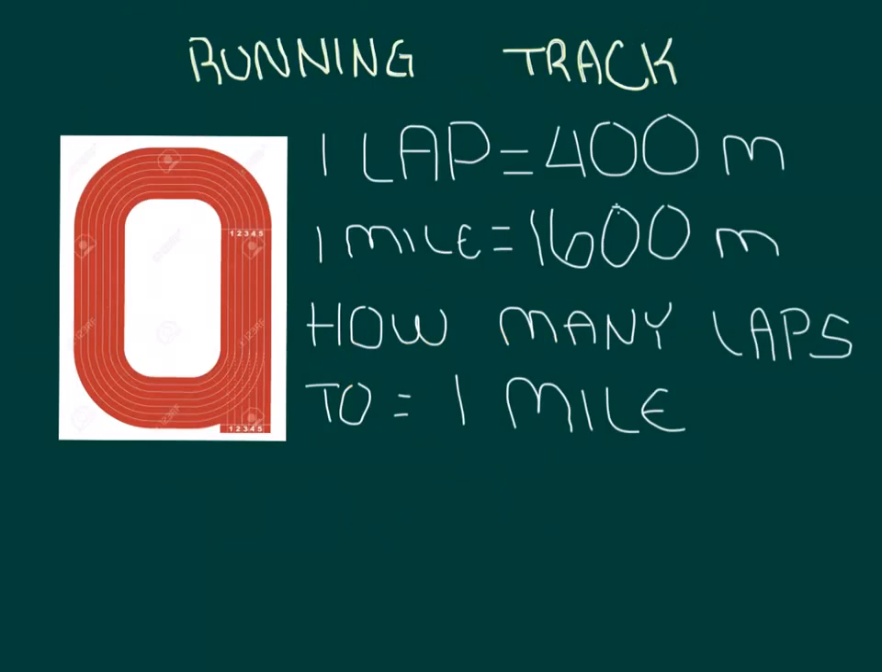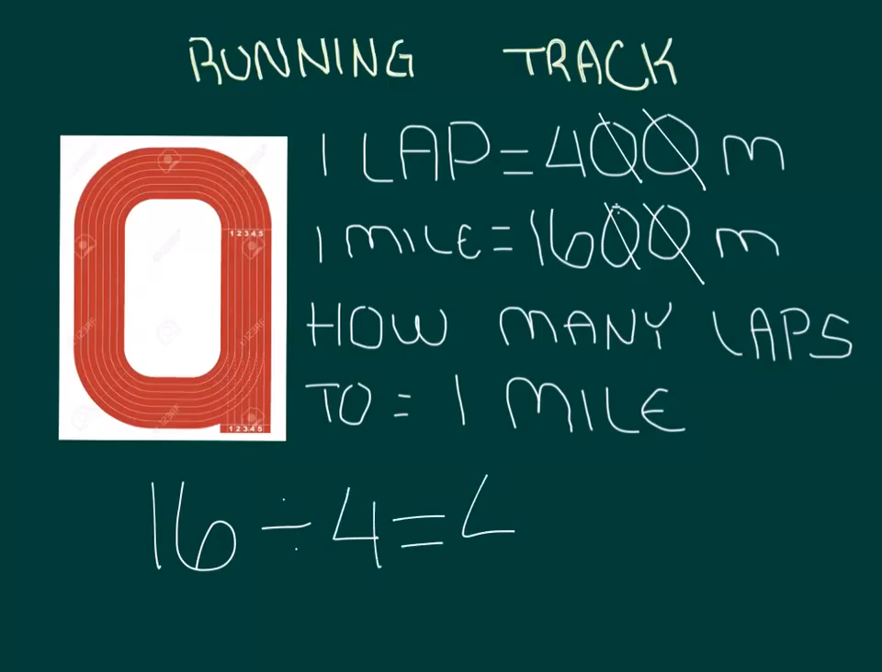Running track. 1 lap around a track equals 400 meters. 1 mile equals 1,600 meters. How many laps would the students have to run to equal 1 mile? An easy way of doing this is you can take the zeros off of 1,600 and the zeros out of 400, and then you could do 16 divided by 4, and then you would get 4, which are the 4 laps that the students would have to run.